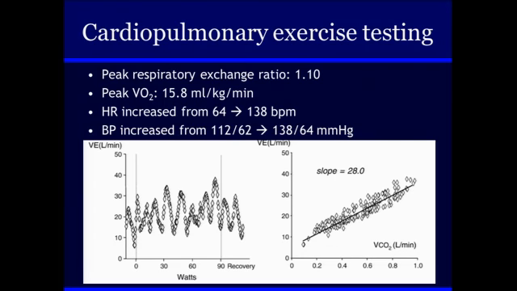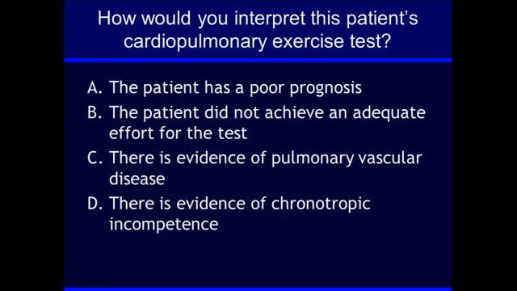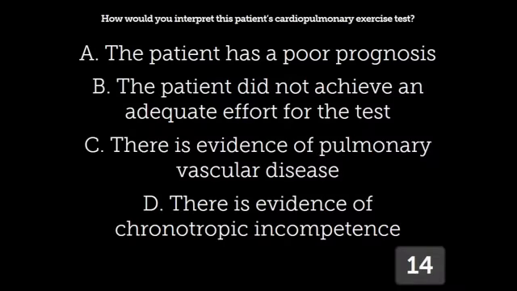And here you see the ventilation based on watts throughout exercise. And then on the right of the screen, you see the VE by VCO2. Okay, so you're going to be asked to interpret what these numbers mean. Take a look at that. So how would you interpret this patient's cardiopulmonary exercise test? And we'll go to the content.